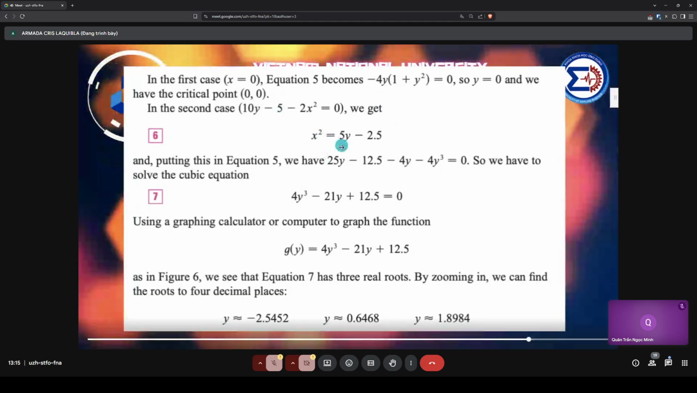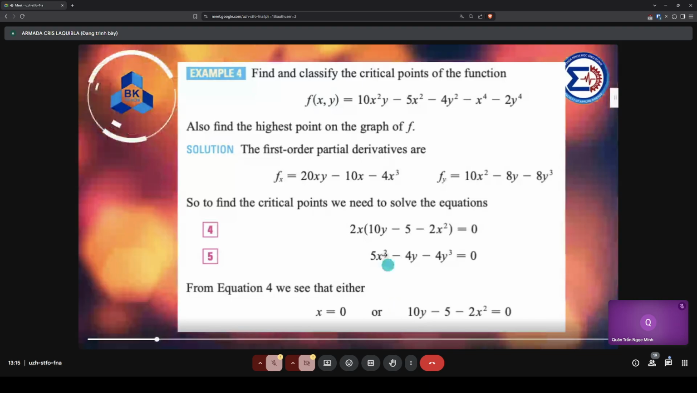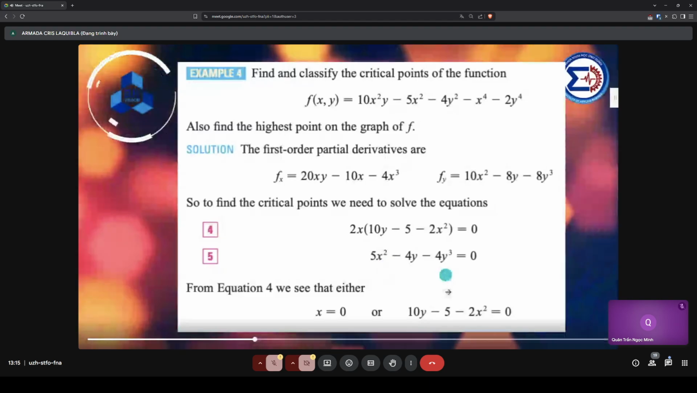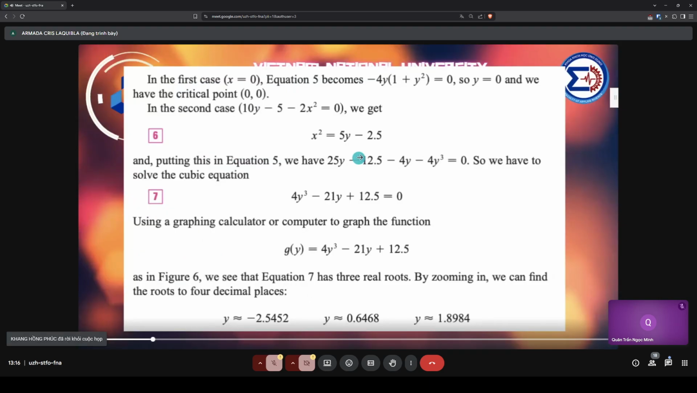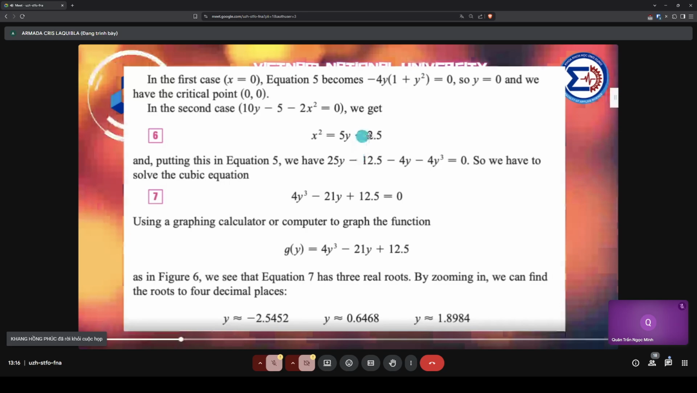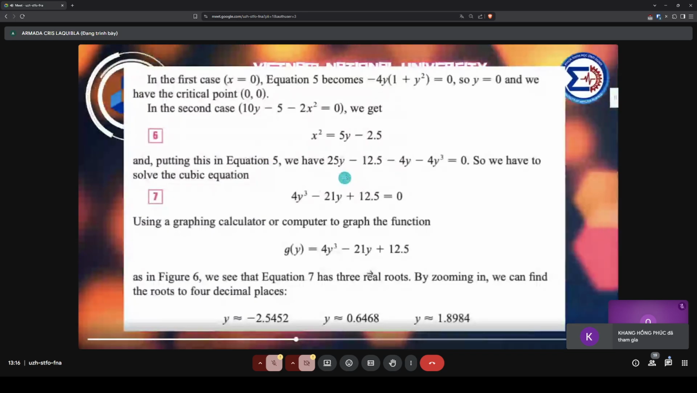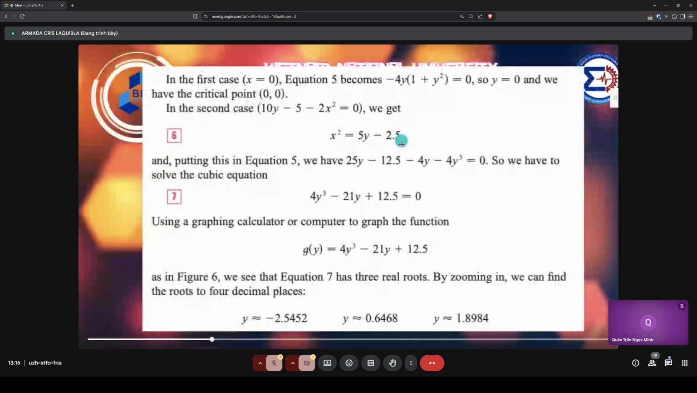Now, why do we solve that as an x squared? Because here in equation 5, it is x squared. So we substitute it here, and then we can solve the value of y, correct? Substitute this in your x squared and it becomes like this in equation 5. Okay? This is 5 times x squared. So multiply 5 in all of these.